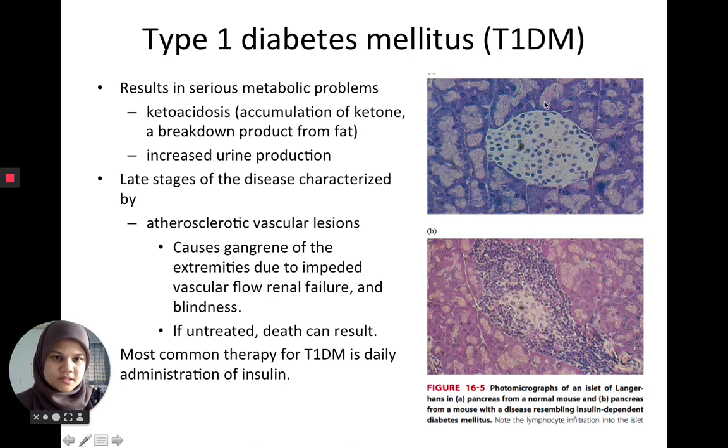So you can see in the picture a normal islet of Langerhans from the pancreas of a normal mouse, and this is the one from a mouse that has a disease resembling diabetes. So you've got a lot of cellular infiltration in the islet cells.